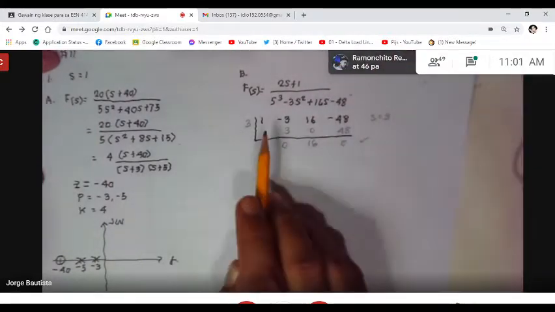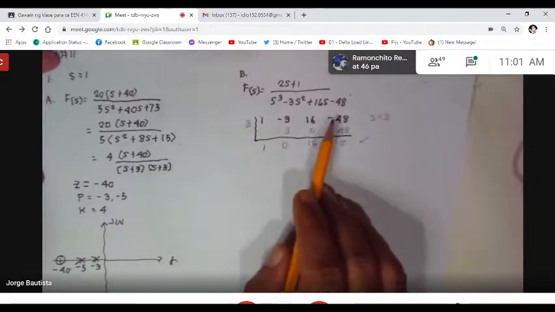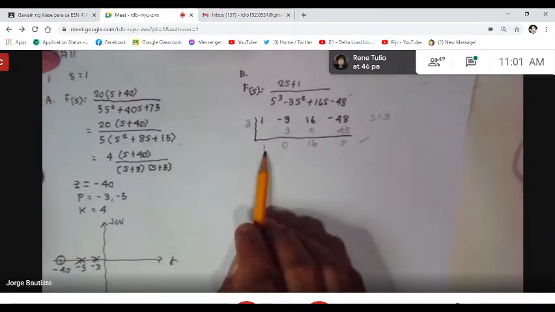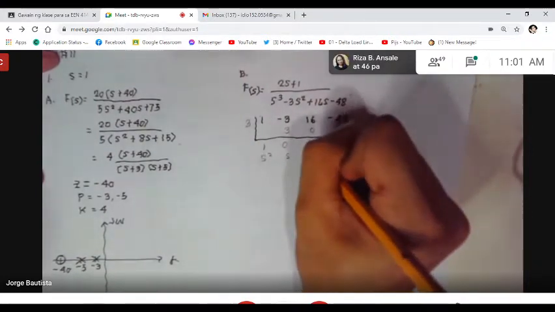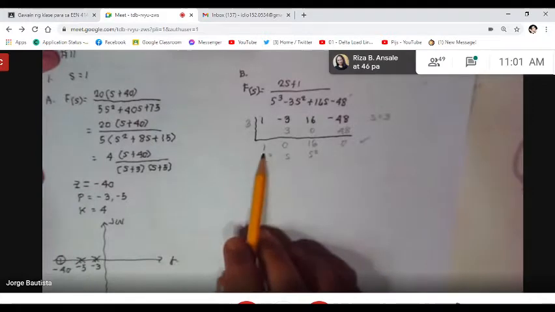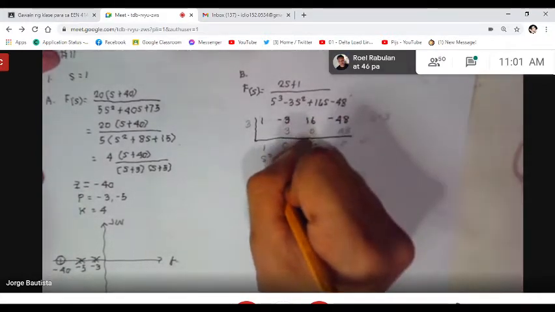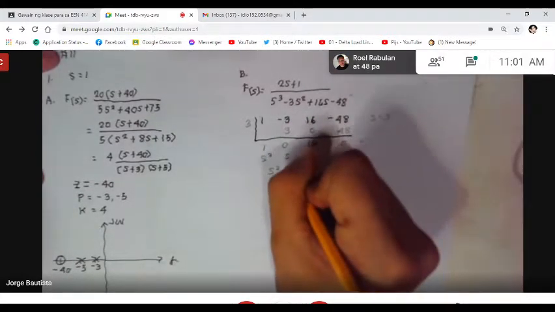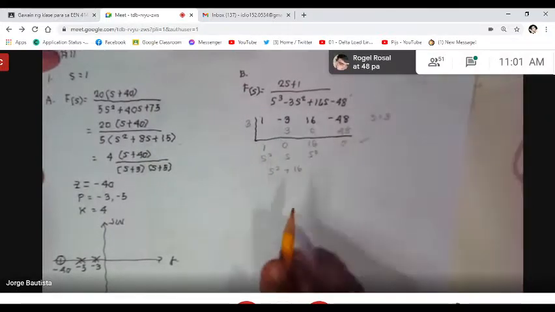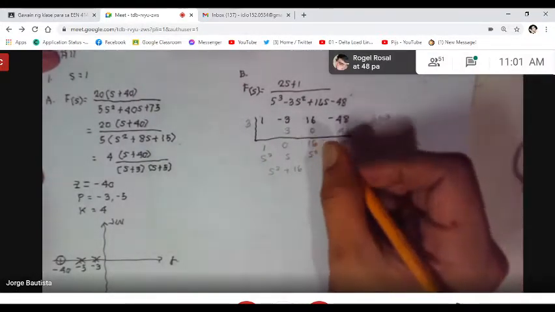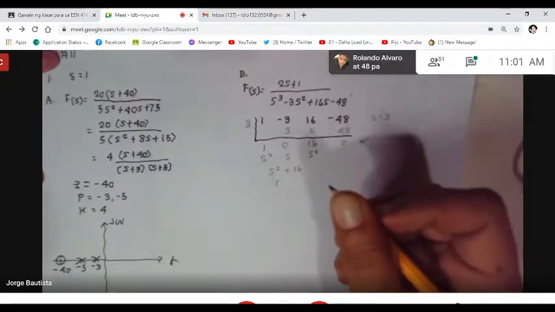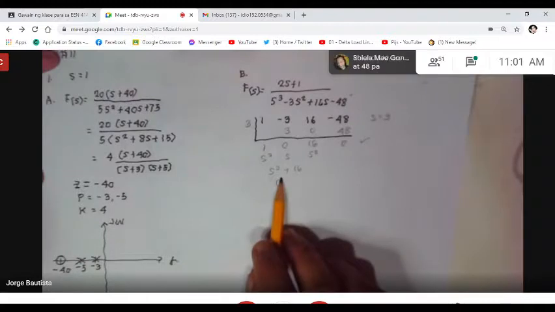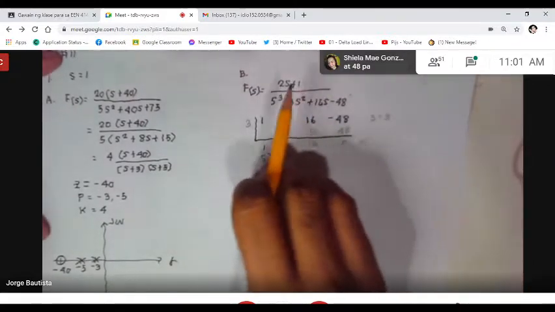Okay, next. Ito ay s cubed, s squared, s raised to 0. So, pagdating dito, bawas na yung exponent. So, ito ay magiging s squared. Ito ay s raised to 0. So parang lumalabas, ganito yan. S squared plus 16. Okay, ano ang root nito? Imaginary root yan.